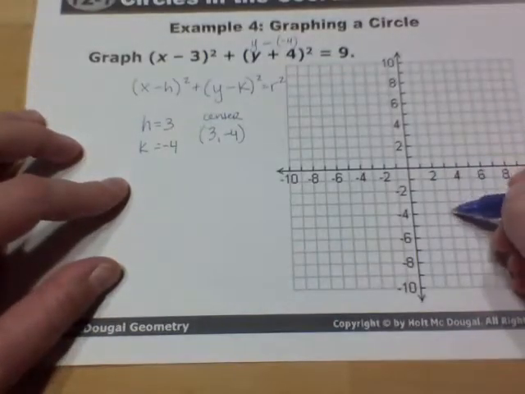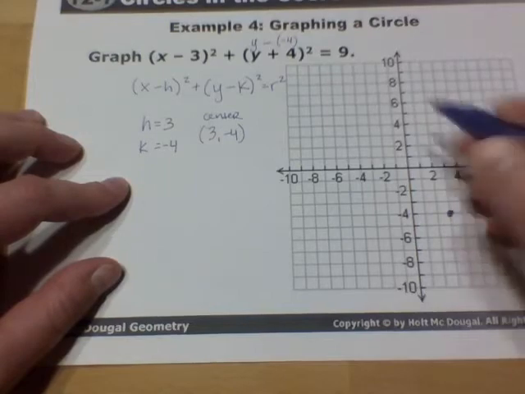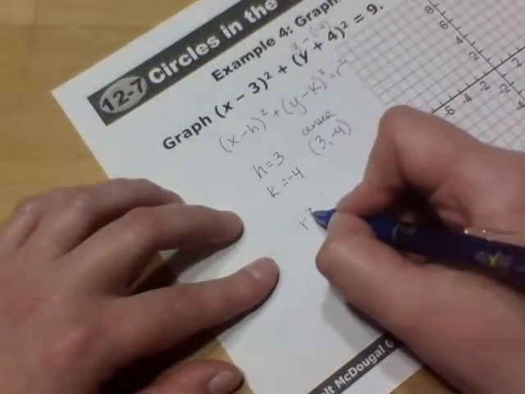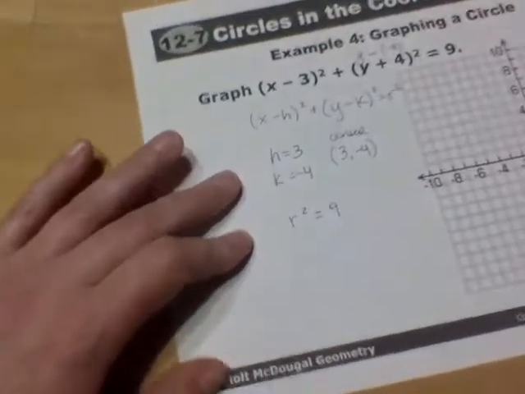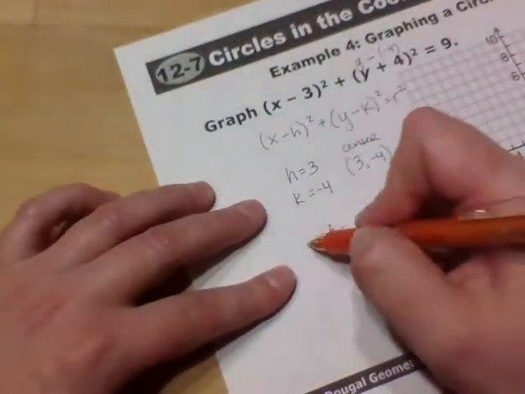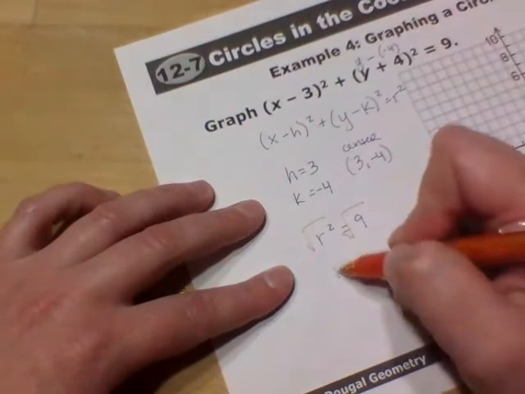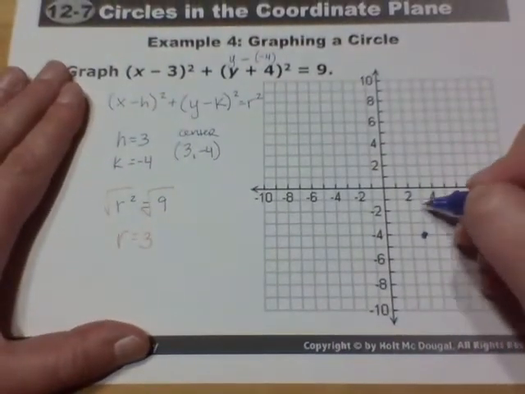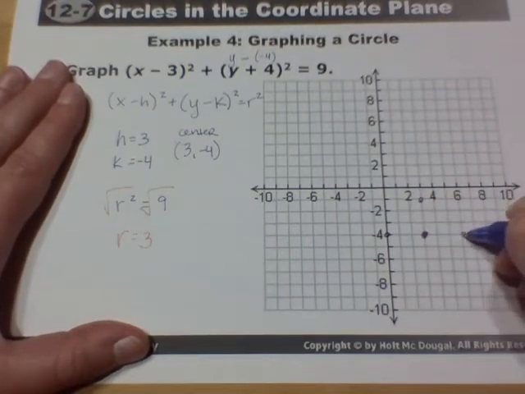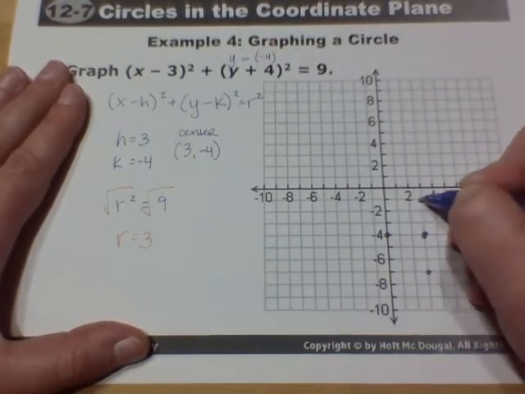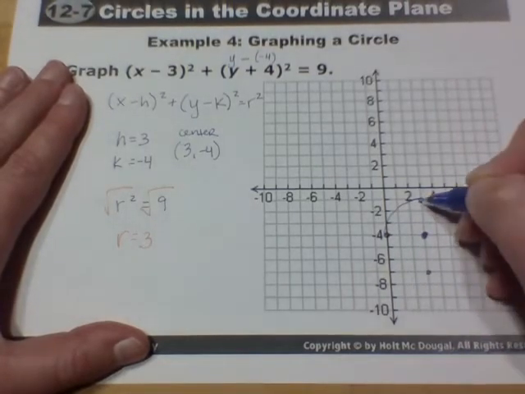So over 3, down 4. And then your radius, remember, is equal to the square root of that number at the end. So square root of 9 gives a radius of 3. So from our center, we'll go up 3, left 3, right 3 and down 3 so that we can kind of draw our curves here.